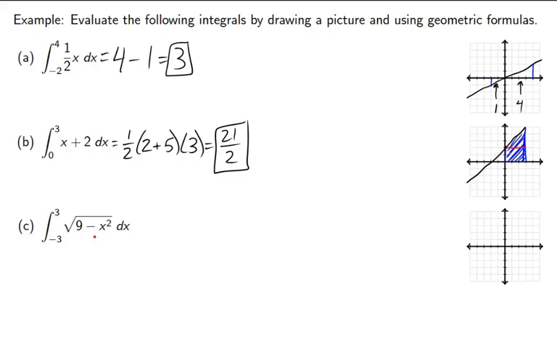Next example. Square root of 9 minus x squared. Now you don't know necessarily what that shape is, but this is one that you should learn to recognize. This is a circle of radius 3.